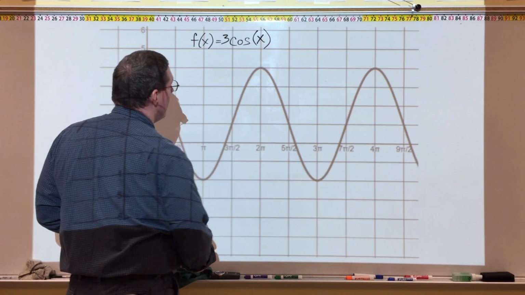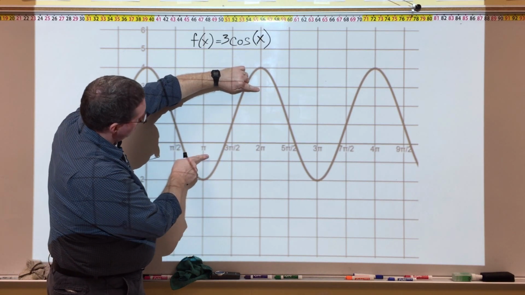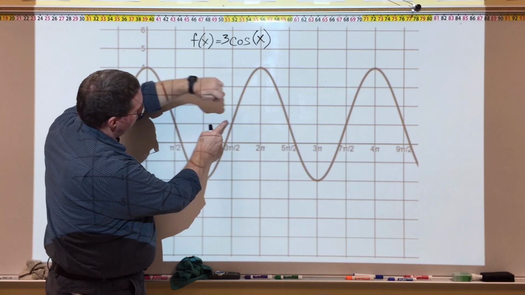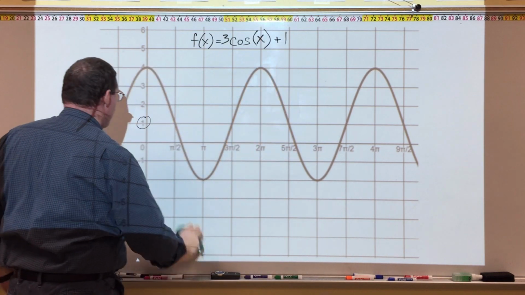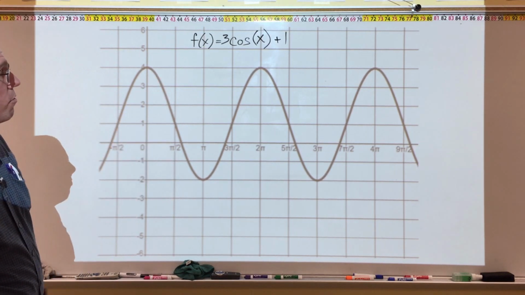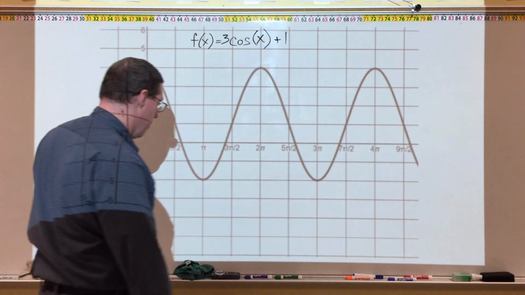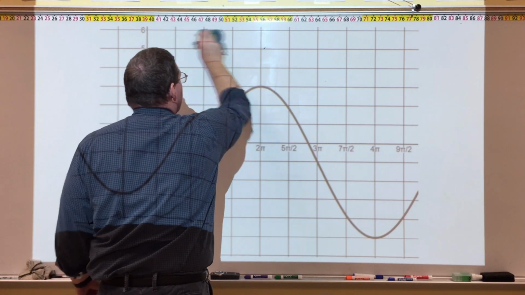And now we need the midline. The midline is halfway between the high and the low point. So let's go halfway. Here's the halfway right here, which is positive 1. So this is a plus 1 shift. So the function for this graph is 3 cosine of x plus 1. All right, let's move on to question number 13. Here's 13.